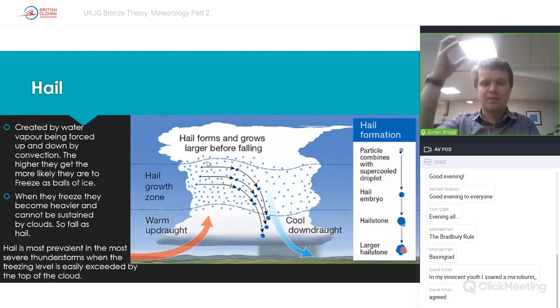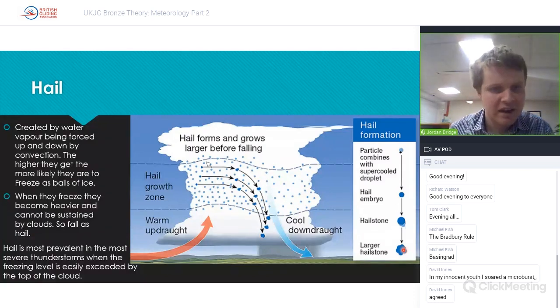Eventually, it gets too heavy, comes out the bottom of the cloud, and because it's not really had time to warm up, it starts hitting the ground at some rate of knots. Obviously, the stronger the updrafts, the more likely that a hailstone can get really, really big, and it just clumps and clumps together and comes flying out of the cloud and starts damaging cars and gliders.